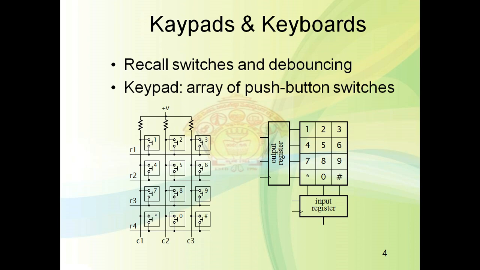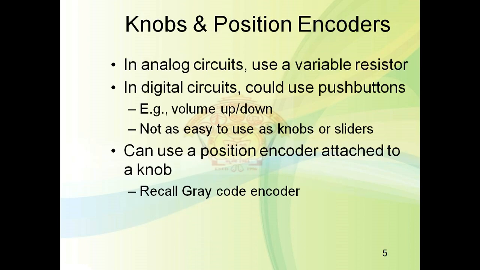how we can sense or recognize which key is pressed. Okay, we have discussed it, and then we have discussed knobs and position encoders. Knobs means we require a variable preset. So in case of analog devices we require the variable resistor, or in case of digital circuits we require push button switches, one for increasing volume and one for decreasing volume. That example we have discussed.